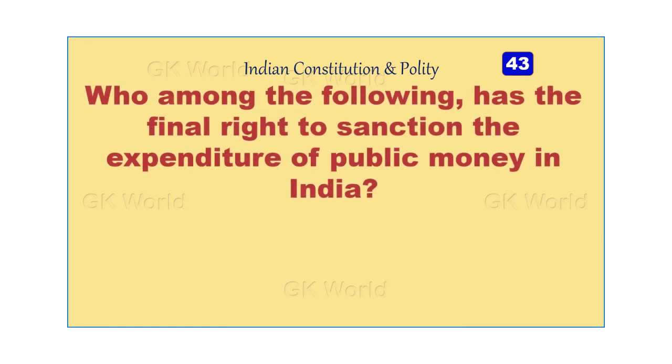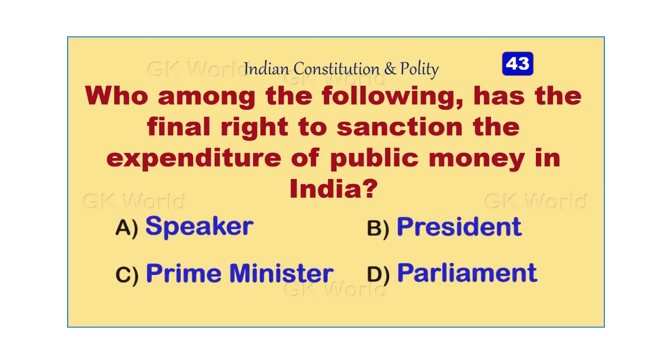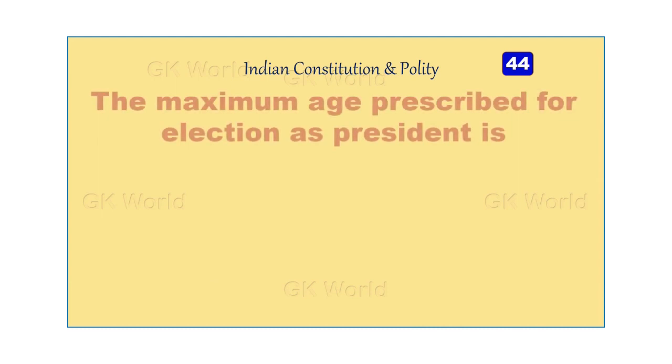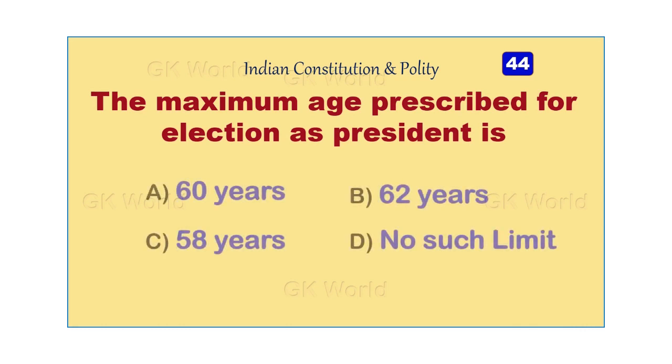Who among the following has the final right to sanction the expenditure of public money in India? Option B. President. The maximum age prescribed for election as president is Option D. No such limit.